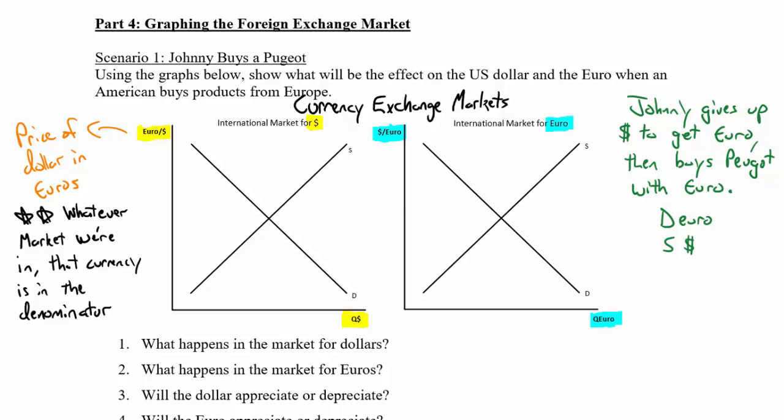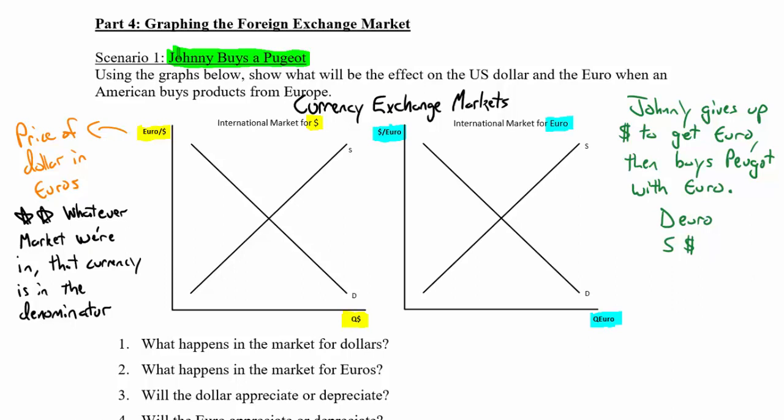In this first scenario, Johnny buys a Peugeot. What we're going to end up doing is trading dollars for euro, because if we're going to buy something in Europe, we need to use the European currency. Or if we're going to buy something in South Africa, we need to use the South African currency. We need to use the local currency. So first we get that local currency, then we can make these purchases.